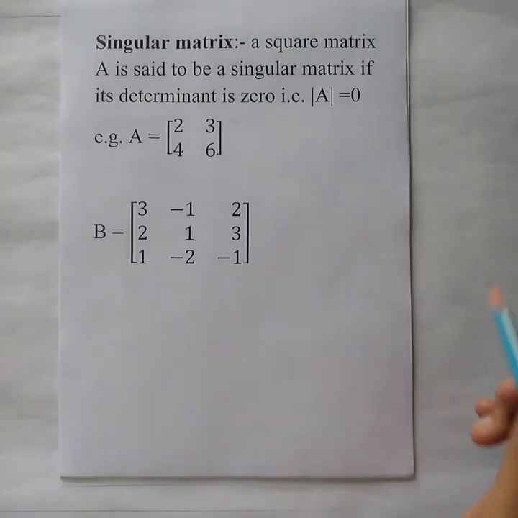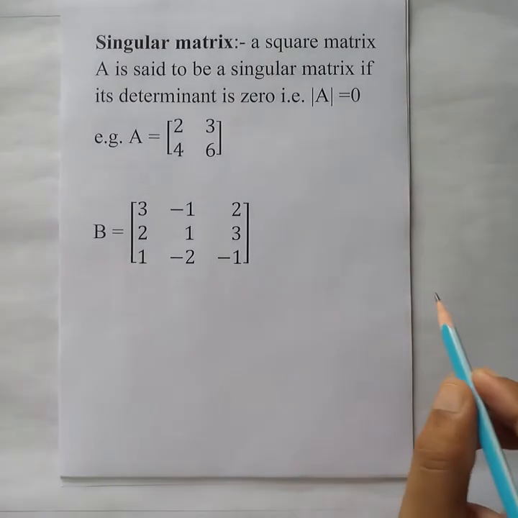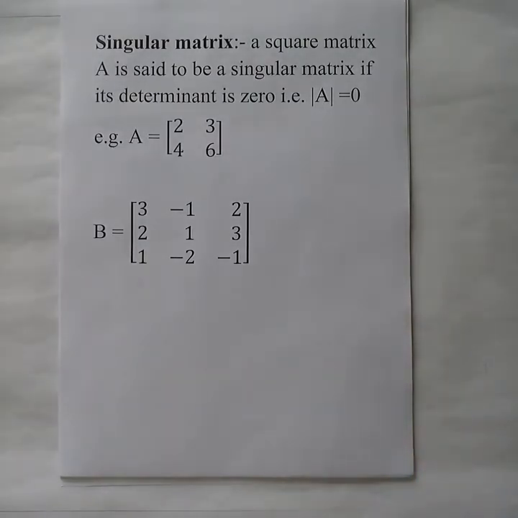Our first topic is singular and non-singular matrices. What is a singular matrix? Let's define it first. A square matrix A is said to be a singular matrix if its determinant is 0. Means if the determinant of a square matrix is 0, then it is called a singular matrix.